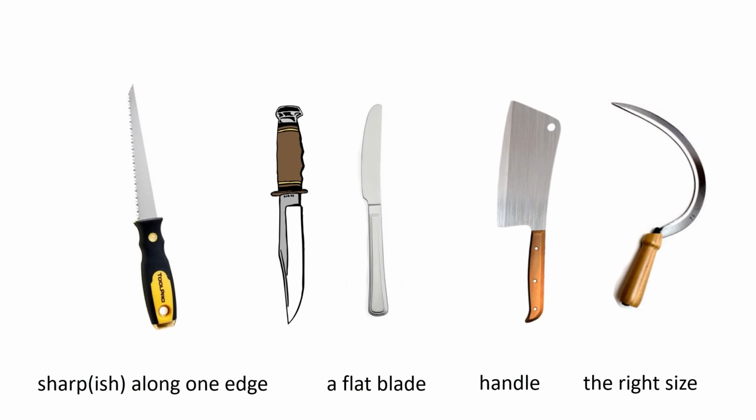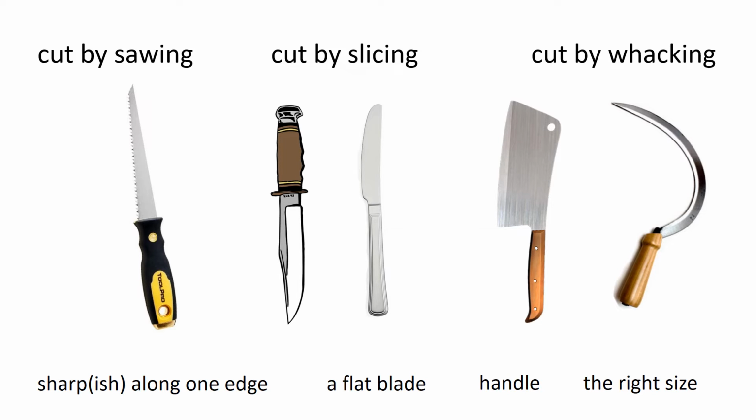The issue may not be so much what they look like, but rather how they work. Knives cut by slicing. The thing on the left, it is, by the way, a drywall saw, cuts by sawing, and the things on the right cut by whacking. If that's the issue, then part of our description of a knife needs to include not only how it looks, but how it works as well.